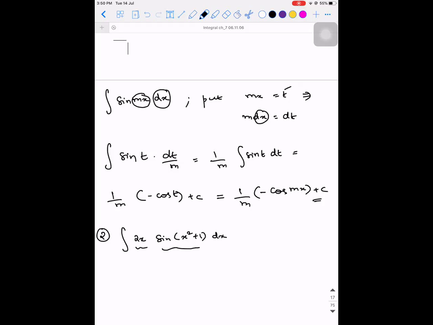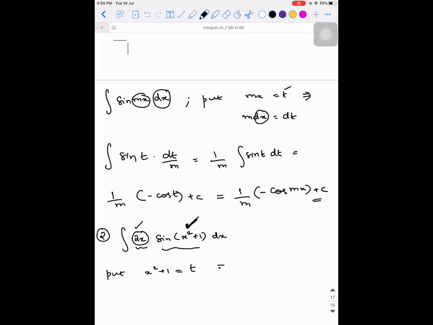So if you observe this 2x, the algebraic function has come as the result of the derivative of x square plus 1. This logic we know because if you differentiate a second degree function, you get a first degree function. So what am I supposed to substitute as t in this problem? Put x square plus 1 as t.